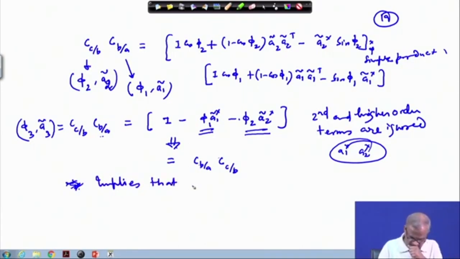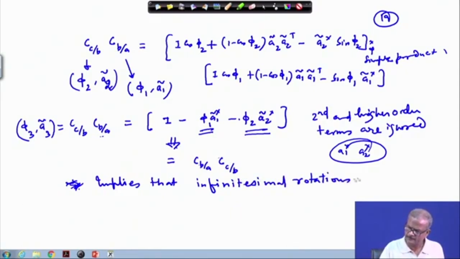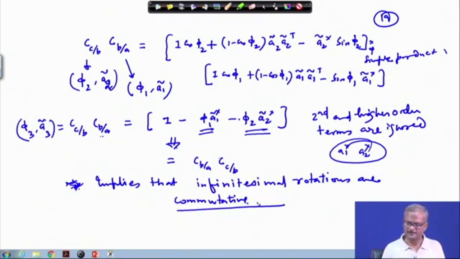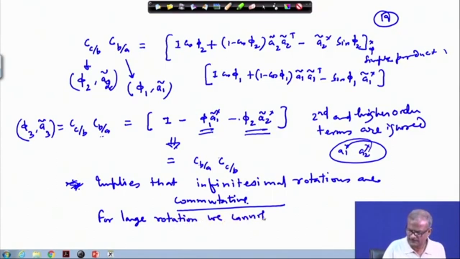this implies that infinitesimal rotations are commutative. That means you can change the order of the rotation, but for large rotations you cannot do the same. For large rotations, we cannot do the same. Then you will be making a blunder.